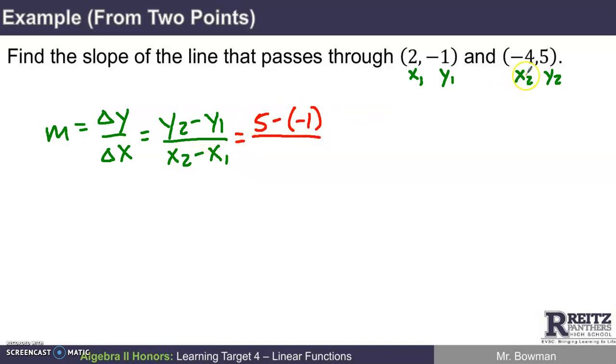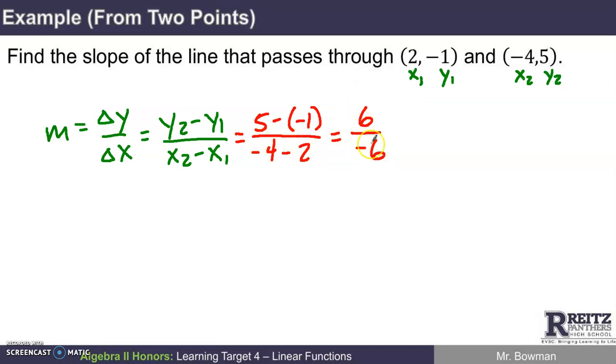x2 minus x1 would be negative 4 minus 2. And again, if I had labeled those points differently, if I'd called this point here point 2 and this point 1, I would get the different order on both the numerator and denominator, and we would actually end up with the same answer. So 5 minus a negative 1 is actually 5 plus 1, or 6. Negative 4 minus 2 is negative 6.